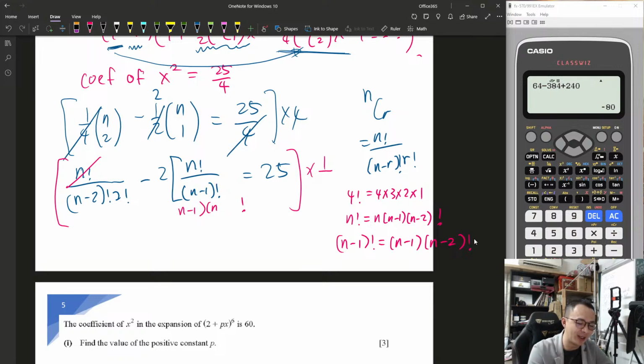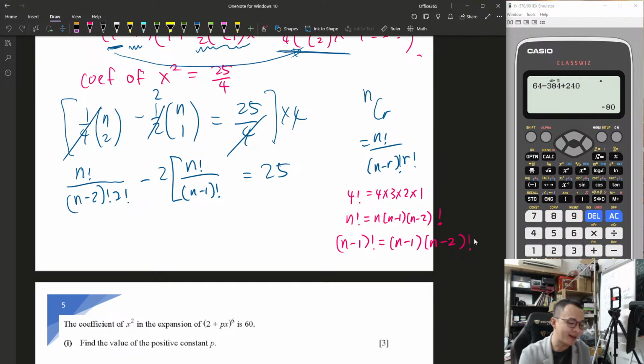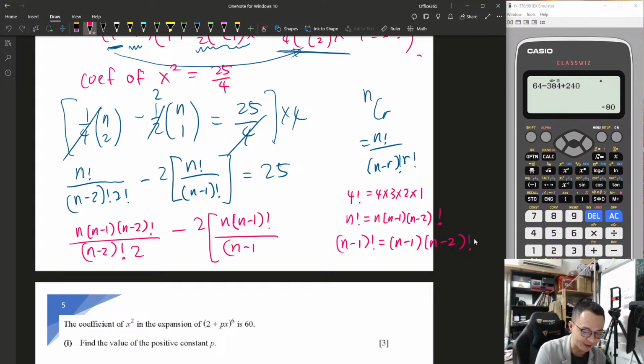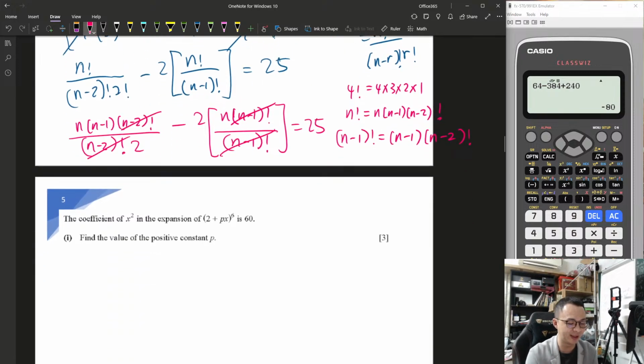Okay. No, I don't want to make this become very complicated. I think I better do it like this. I expand n factorial on the top like this. n factorial is n times (n minus 1) factorial, over (n minus 2) factorial. Because there's a minus there, I can't just ignore the minus. So 2 factorial is 2 minus 2. This n factorial is n multiplied by (n minus 1) factorial, equals 25. Okay, now I can cancel out the factorial to make my equation look a little bit simpler.